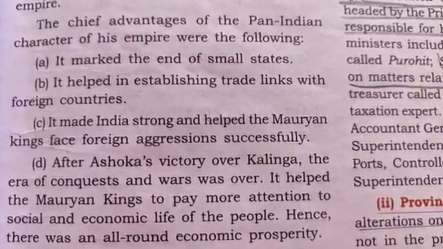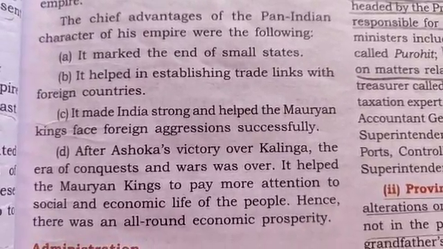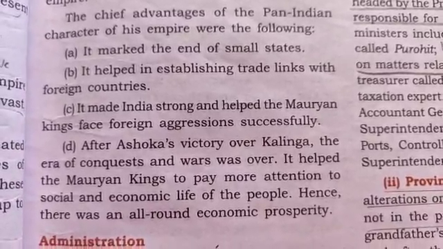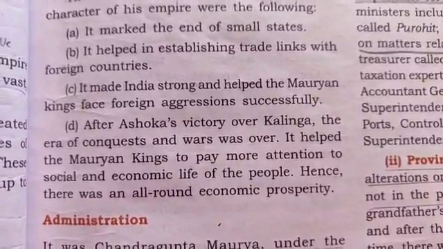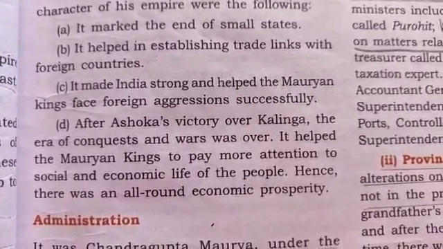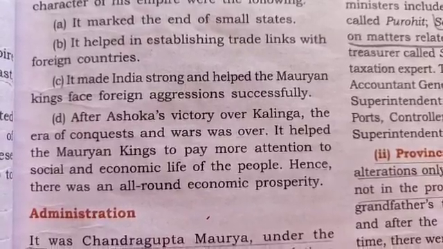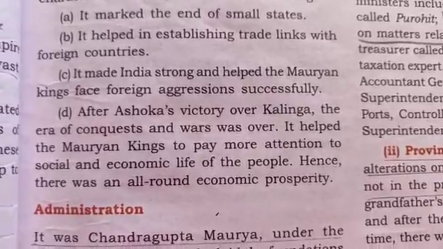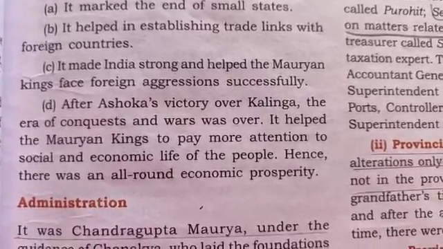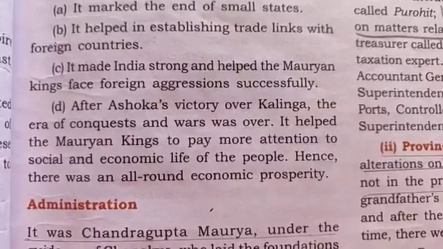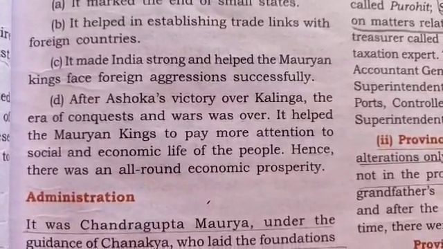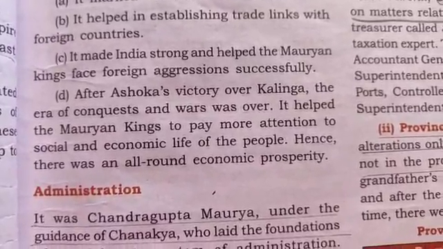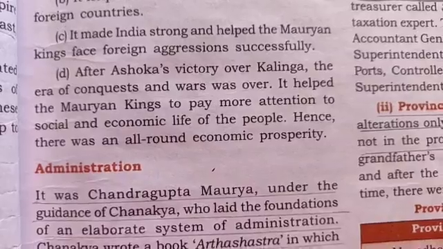The chief advantages of the pan-Indian character of his empire were the following. Underline, it marked the end of small states. One huge kingdom was established. It helped in establishing trade links with foreign countries because it was a huge kingdom. They had the power, they had the means. So they established trade links with other countries. It made India strong and helped the Mauryan kings face foreign aggressions successfully. So any kind of foreign attack, they were able to handle it successfully.